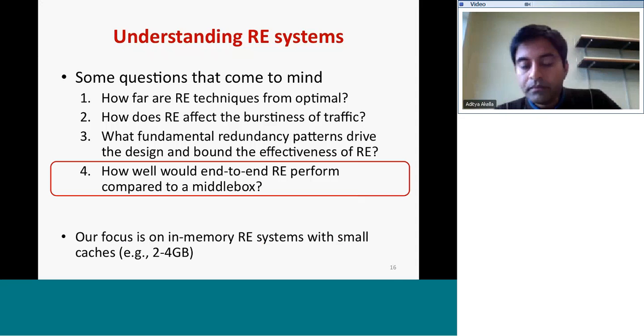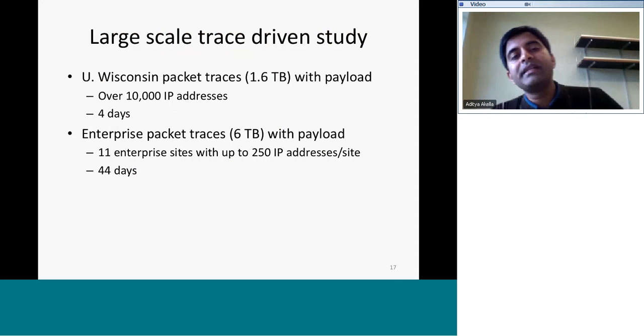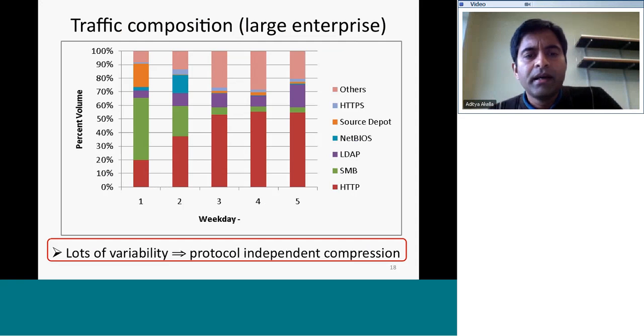All right. For this, we collected a bunch of packet traces, almost 8 terabytes worth of data spread across 12 network links. One of them is in a university, the other 11 are enterprise access links, spanning nearly 50 days. This is a very high level view of what we saw in the traffic for one of the enterprises. What we see is that there's significant variability in traffic composition. On some days HTTP is dominant, on other days it's not. Some other file sharing applications are dominant.